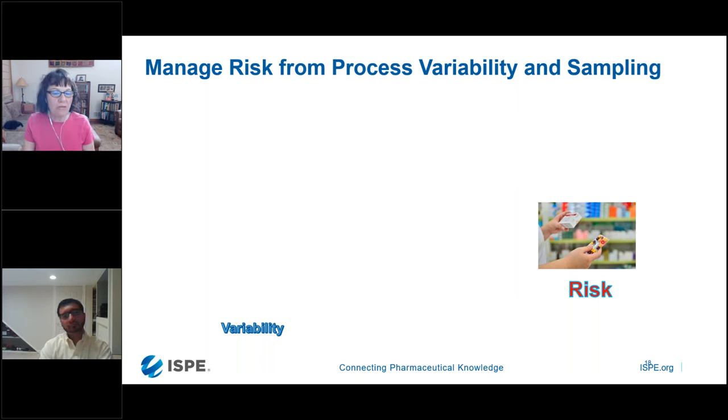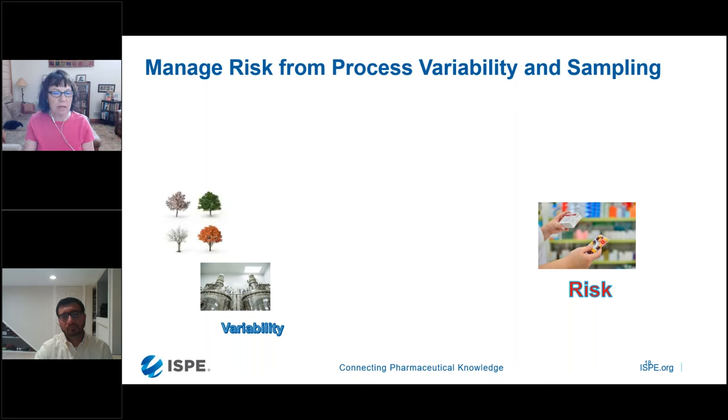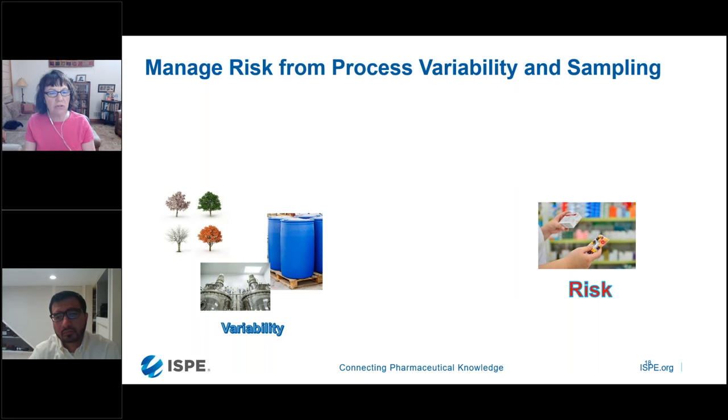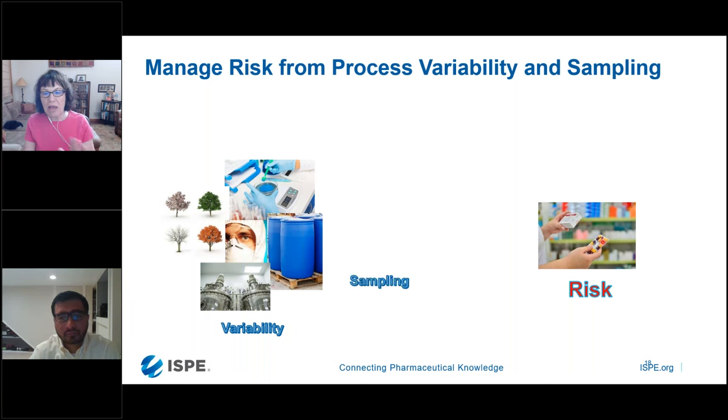Because within our process, we have many sources of variability, right? And this is getting very key into that expectation about understanding and controlling sources of variability. It's from equipment, it's from the environment, it's from the raw materials, it's from measurement, it's from the operators, all these sources of variability. And in addition to that, when we have something like a unit dosage, like a capsule or a vial, we're not measuring every one of those, right?